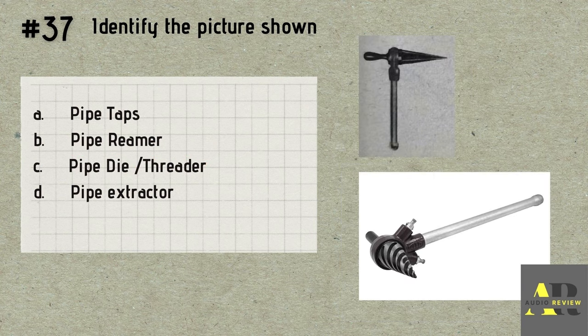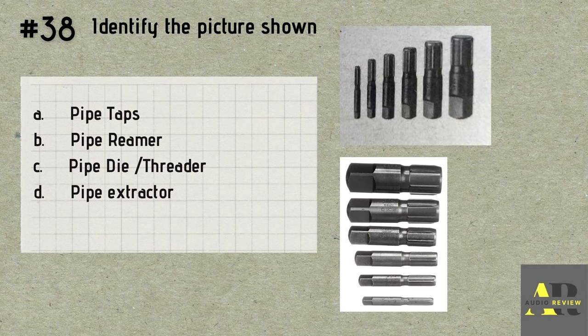Question 37. Identify the picture shown. Is it A. Pipe taps, B. Pipe reamer, C. Pipe die threader, or D. Pipe extractor? The answer? It's B. Pipe reamer. A tapered bit having sharp, spiral fluted edges along the shaft, which is used to enlarge an opening or remove burrs from the inside of a pipe, especially after cutting.